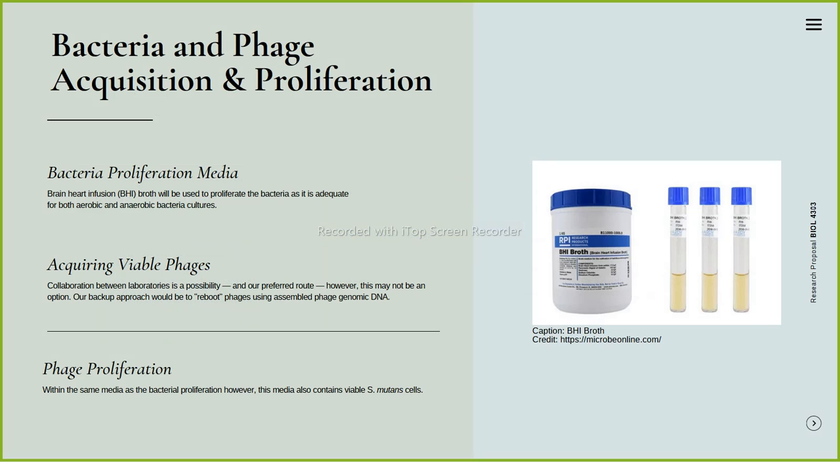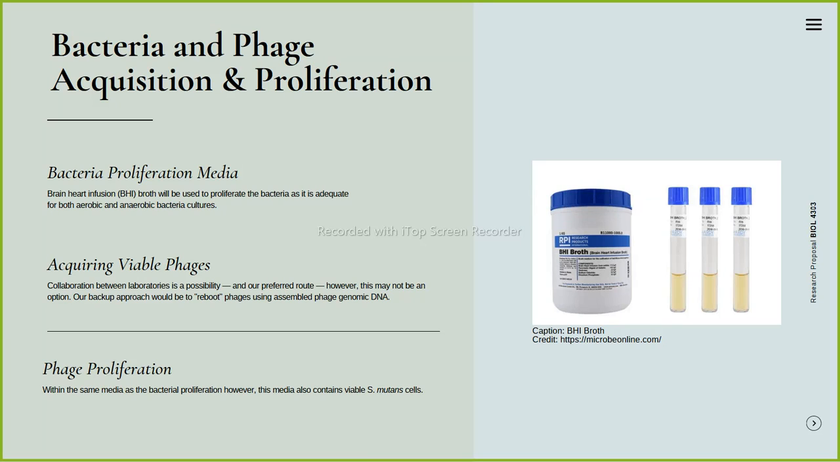So the bacterial proliferation media that we're going to be using is brain heart infusion broth. It's worth noting that there are multiple steps that would be included in the actual study to determine which strains of bacteria were actually present in the multi-species cultures that we're going to be getting samples for. But for the sake of time, we're just going to omit those details.